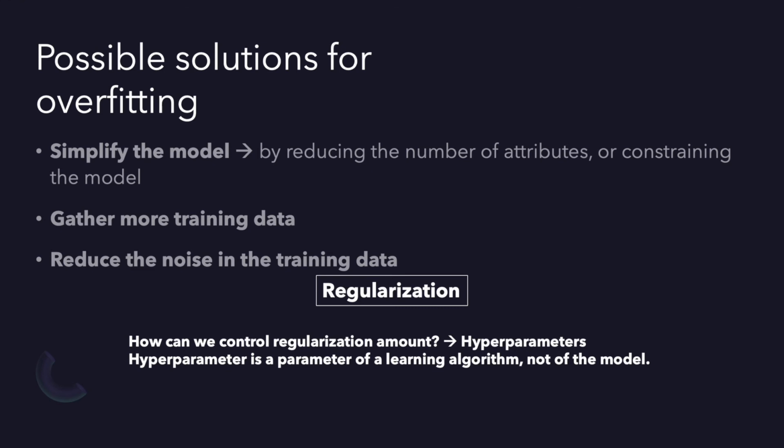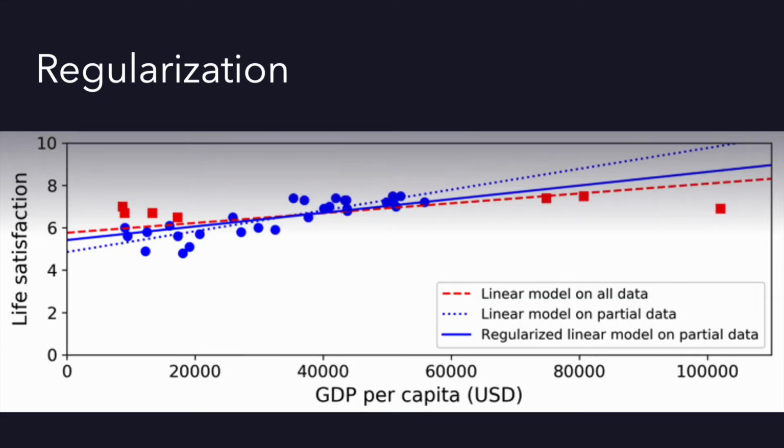How can we control the regularization amount? The answer is with hyperparameters. A hyperparameter is a parameter of the learning algorithm, not the model. And tuning hyperparameters is an important part of building machine learning. We will see this topic later. Let's look at an example.